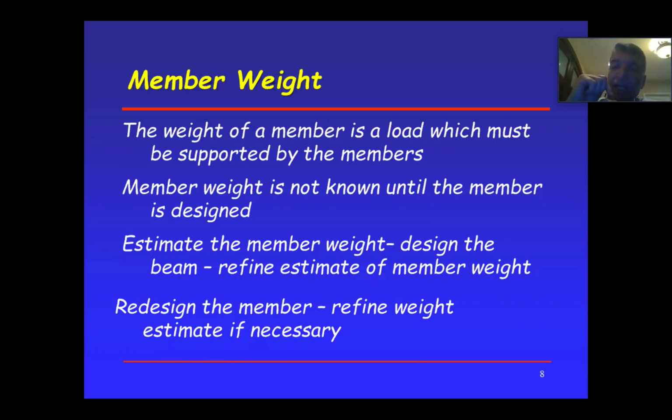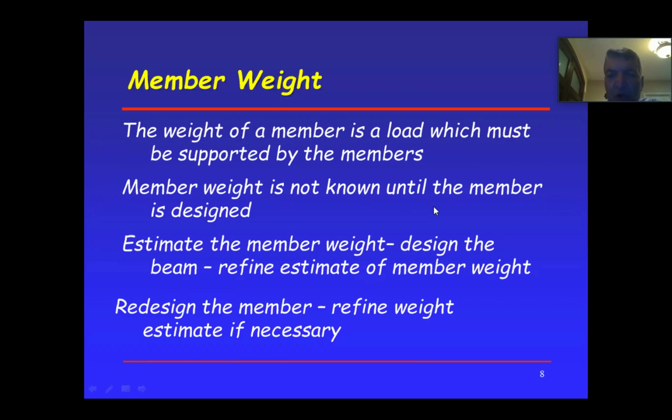So we add that weight to the applied load. So the beam carries itself and the slab above that. That's what this means. It says the weight of a member is a load which must be supported by the member. You cannot only just calculate the load coming from the slab to it. You have to calculate the own weight. And we will do that in many examples.